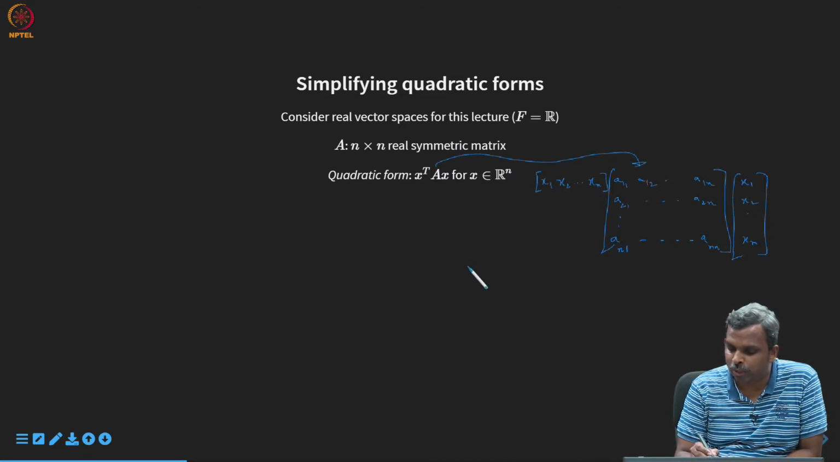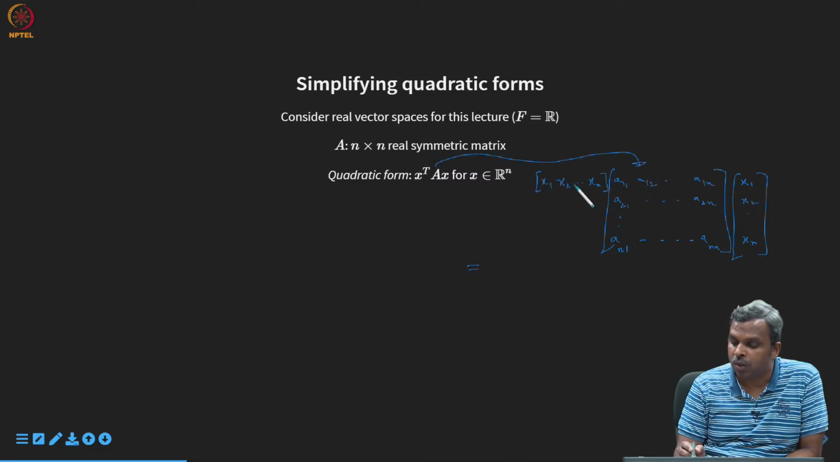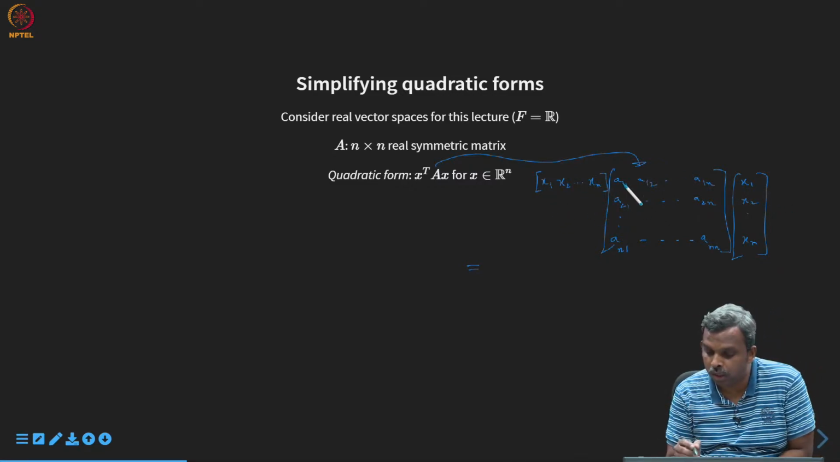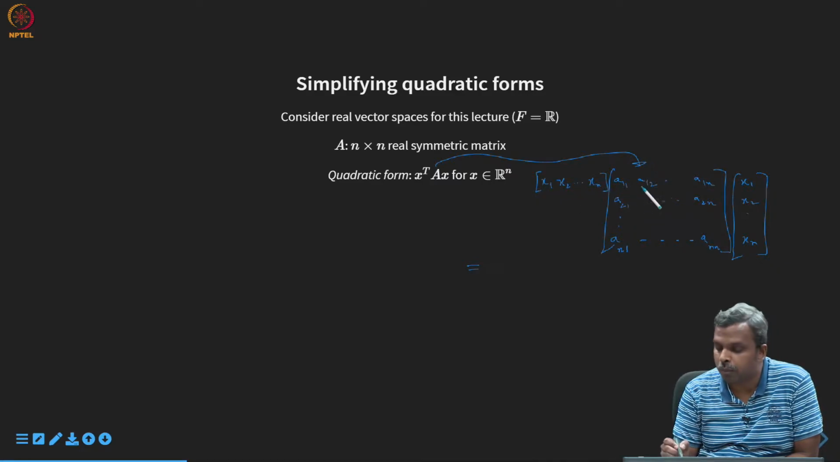In case you're wondering why people say quadratic, you'll see it's basically a degree 2 function. If you multiply this out, you're going to get x1, x2, xn, and then you'll get a column vector here. The first entry will be a11 x1 plus a12 x2, like that. So you can do this multiplication first, and then you can multiply by this, right? With x1 you can multiply.